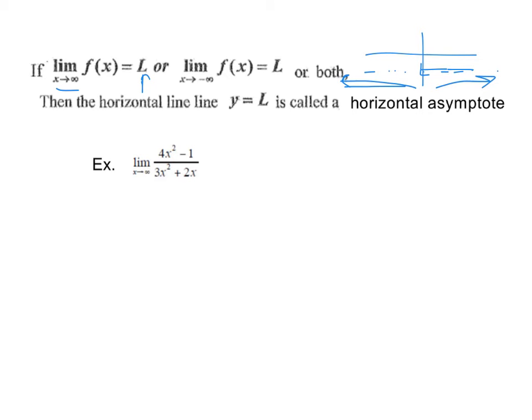All right, so here's an example. Let's talk about this a minute. So this goes to infinity on either side. So this is a limit that is looking for where is the horizontal asymptote? Because it's as x approaches infinity.